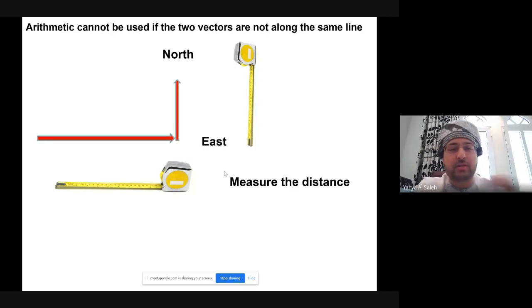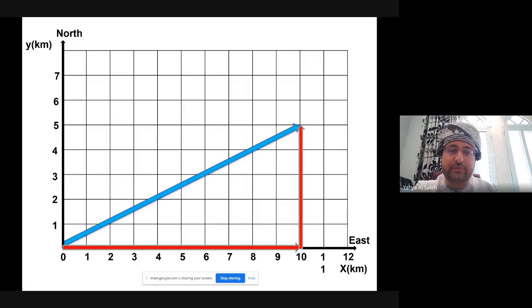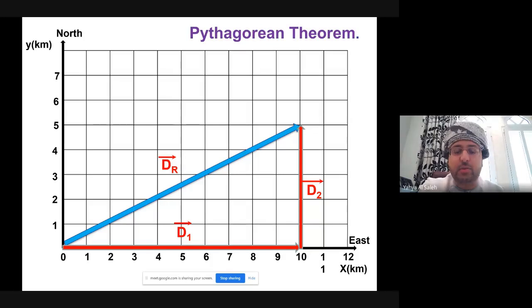The displacement is not, say for example, this is 10 and this is 5. Then the distance would be 10 plus 5, 15, right? But if I want to know the displacement, I cannot add 10 east plus 5 north. It's like me going back to saying, I want to add 10 apples and 5 oranges all over again. So what do we do here? Well, here's 10, here's 5, and my resultant displacement, my actual displacement, will be given by the Pythagorean theorem.